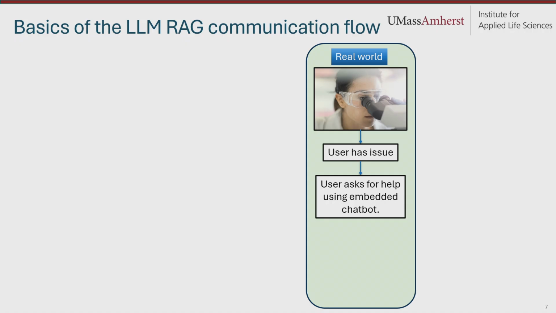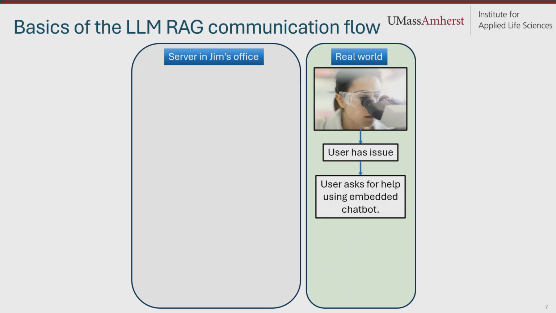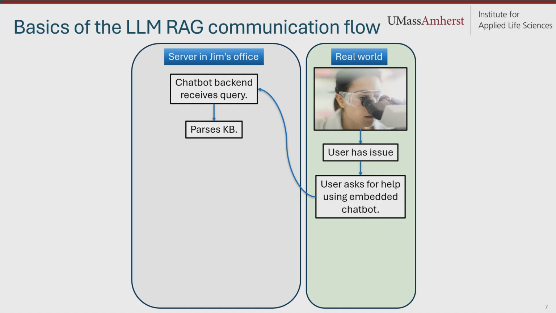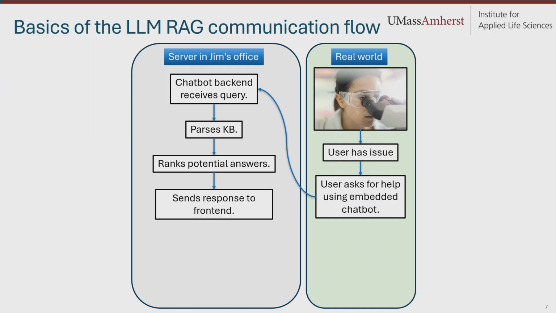So they can ask the chatbot the question, how do I unstick the microscope? This kicks off a process where that request goes to a server that lives in my office. Basically the back end of the chatbot accepts the request. It parses the knowledge base that I've given it. It comes up with 5 potential answers and ranks them. And it then synthesizes it into a meaningful response to the person's question. So it sends the response back.